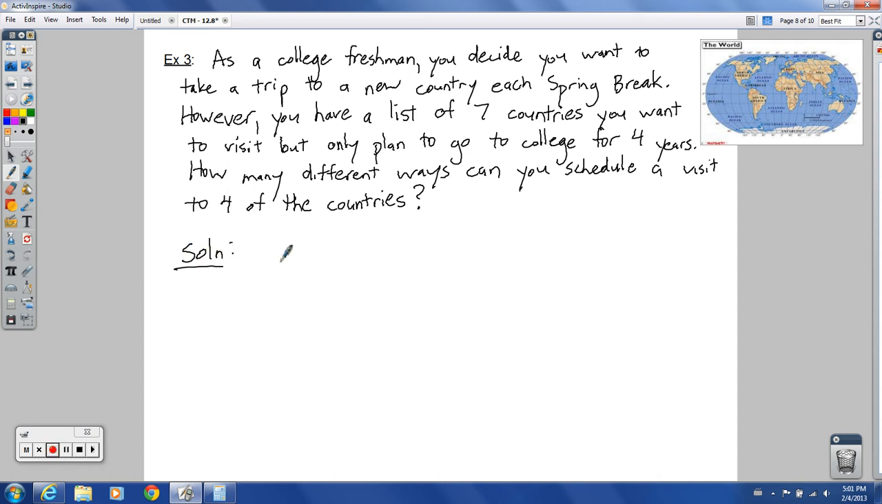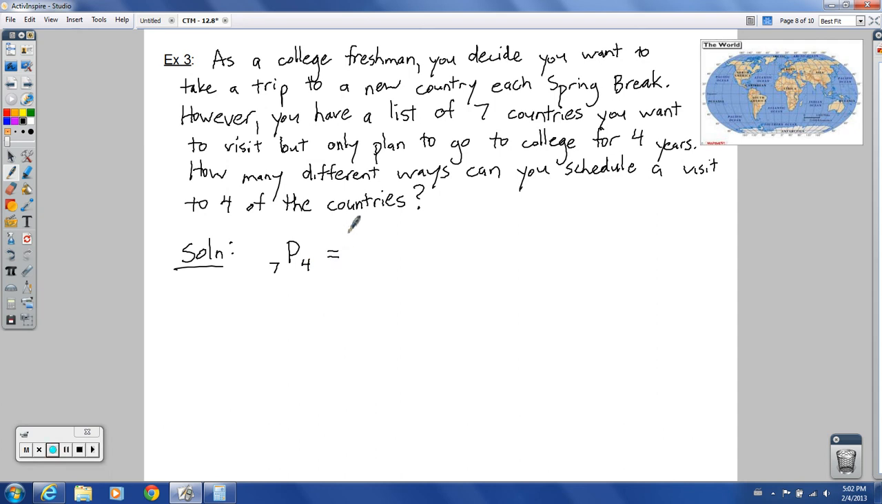Solution. Let's solve this bad boy here. Let's see what we got. So the solution, what are we going to do? You're having 7 to pick from, and you're going to pick 4 of those things. That would be a problem like this: 7 permute 4. So of 7 things, how many permutations do I have if I only pick 4 of those things?